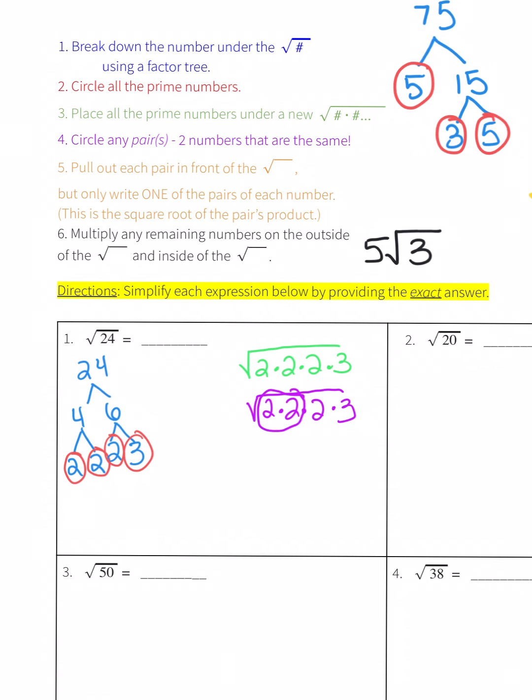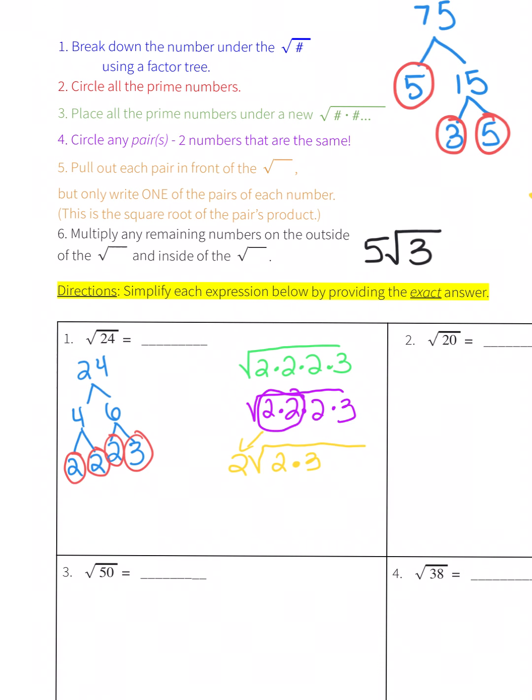So now that we have identified our pair, we are going to go to our next step. And we take that pair and we pull it out outside of the square root sign. So we put our 2 here, and then everything that's left in here stays. All right, step 5, and now I'm at the last step. Multiply any remaining numbers on the outside of the square root sign and any inside. There's only one number here, nothing to multiply.